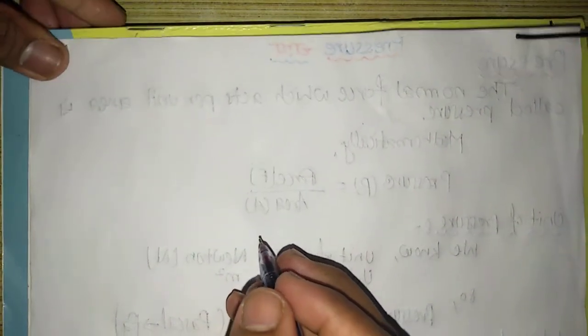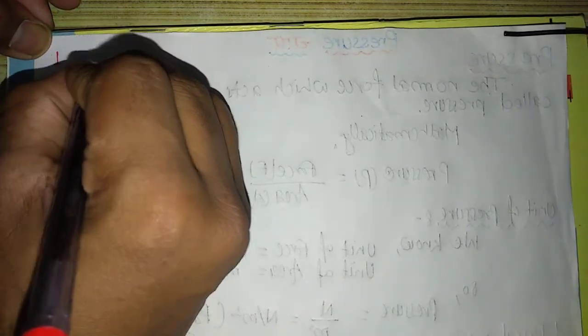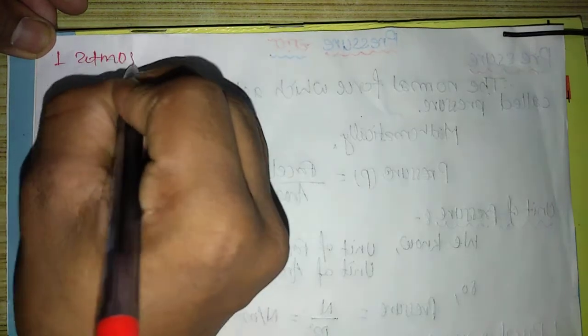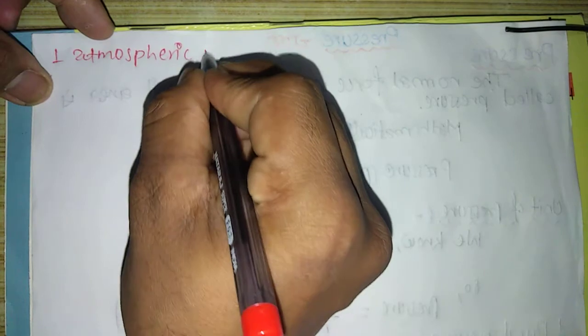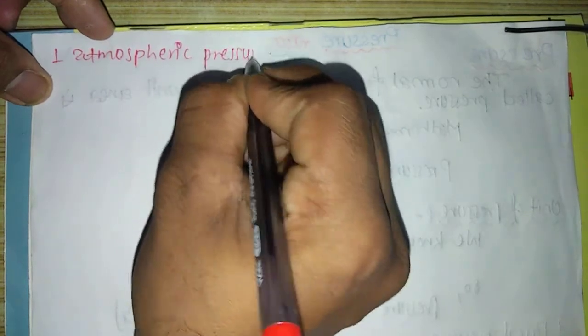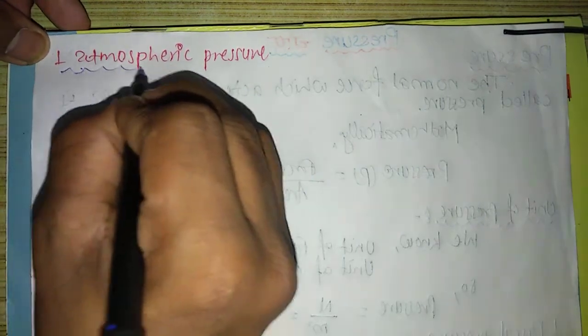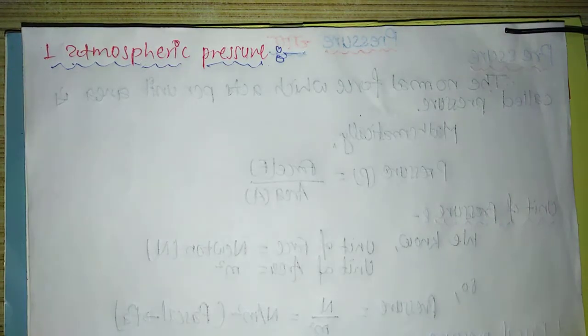Now go to a definition that is very important for the 1 mark. What is 1 atmospheric pressure?